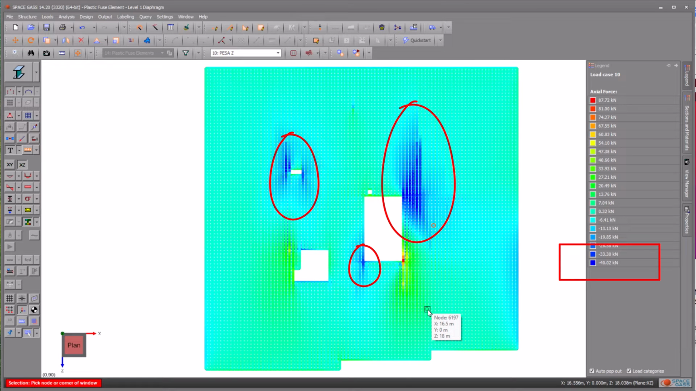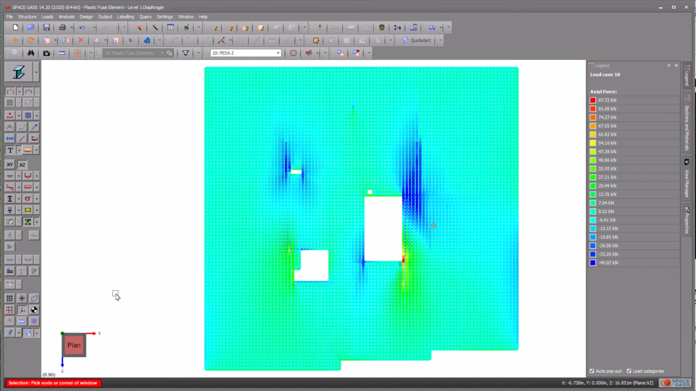Evidently, this new feature is beneficial and enhances the modeling and analysis process.